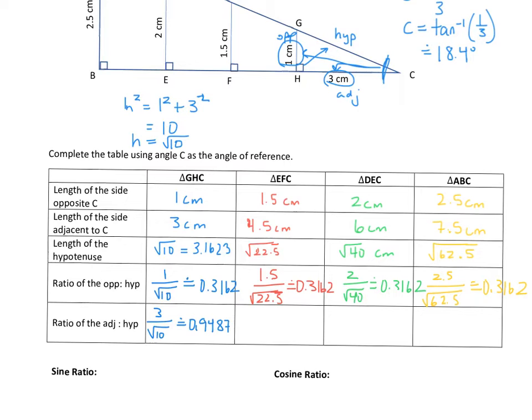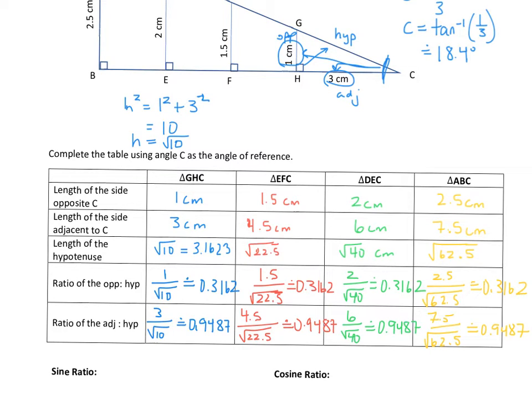And then if we have 4.5 divided by the square root of 22.5, again, that ratio ends up being the same amount. So with similar triangles, that scale factor gets divided out when you put that fraction in lowest terms. And so that ratio ends up being the same regardless of how big or small the triangle is, as long as it is a similar triangle.